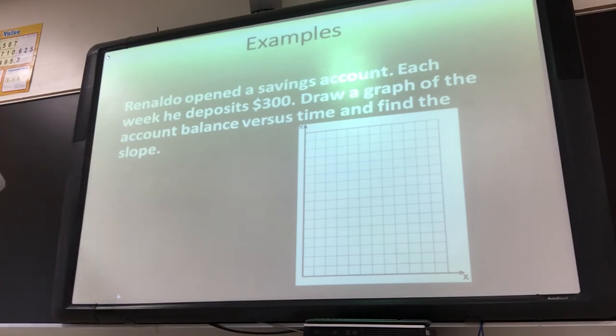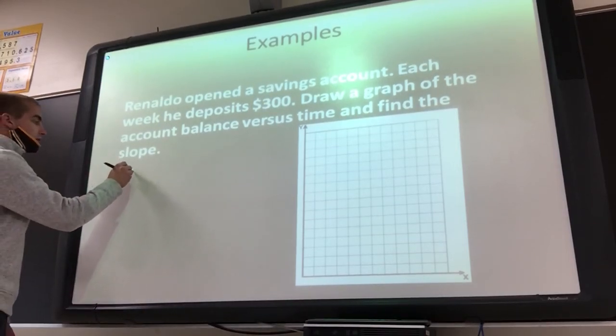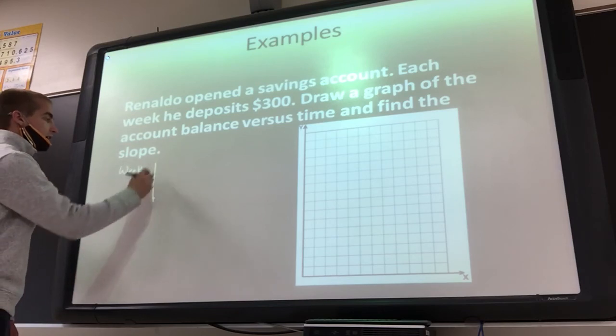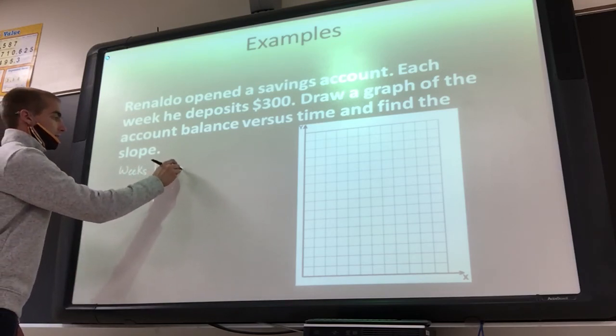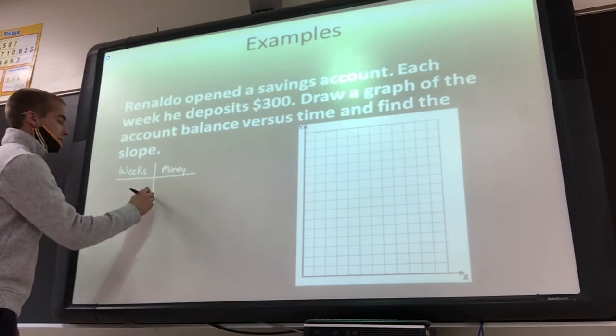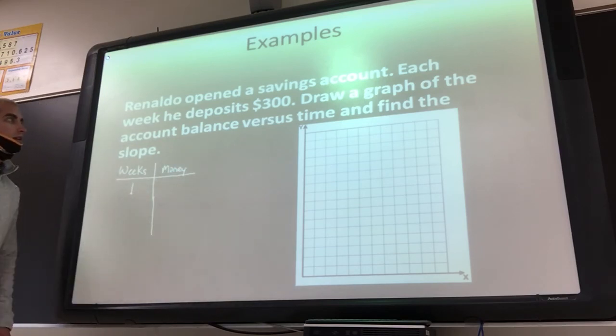So what are the two things that we're comparing in this? What two units make up this relationship? Vincent? Sorry, the one before that. No, weeks and then money. Okay, so weeks and money, right? So we've got weeks and we've got money. So after 1 week, how much money? 300.